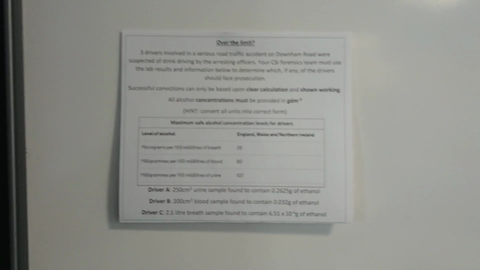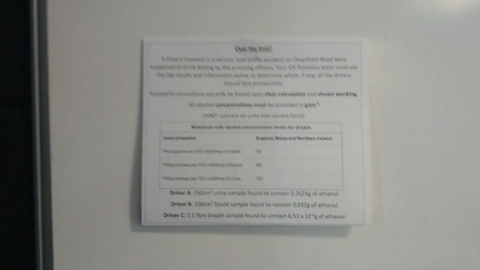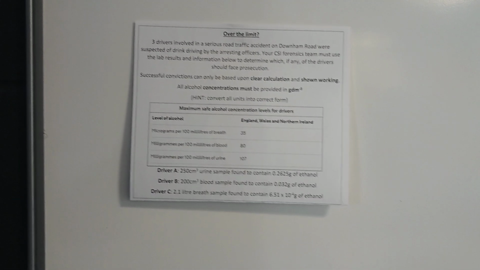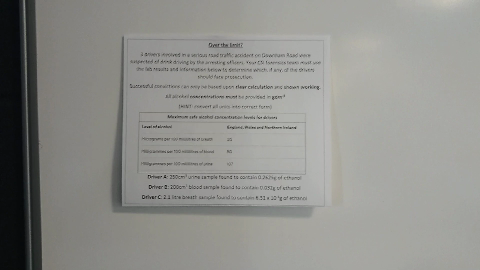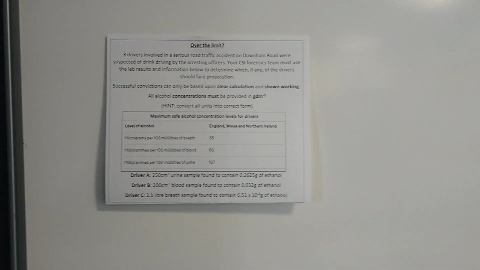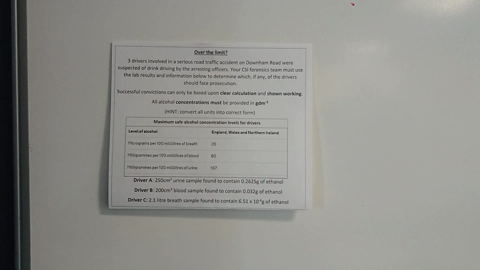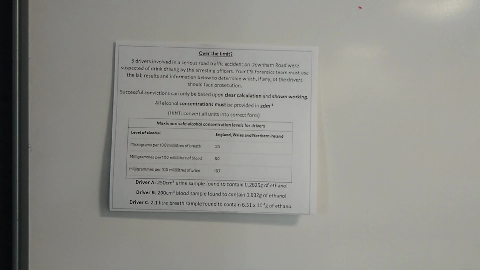Okay guys, so if you've had questions about how to do the over the limit calculations for the drink driving CSI team investigation, I thought I'd just walk you through the way I'd approach this and give you a bit of an idea. I'm not going to do the whole thing for you. Hopefully with this example you should be able to do the whole thing for yourselves and understand where the answers are coming from.